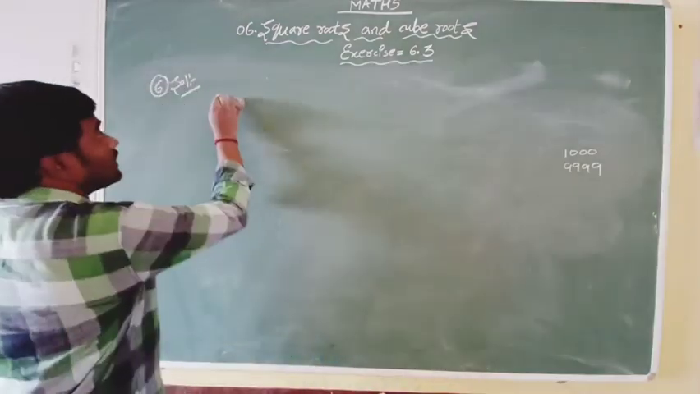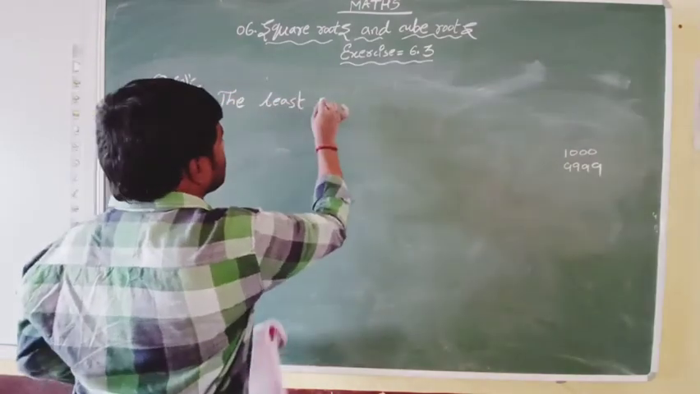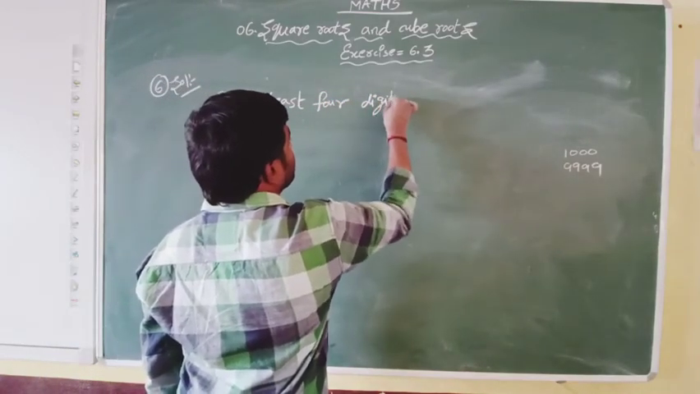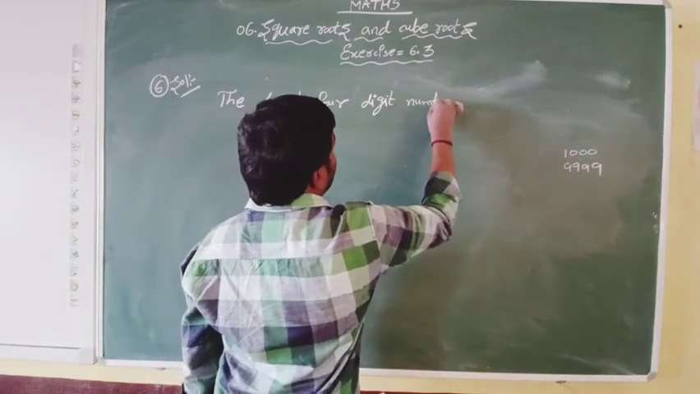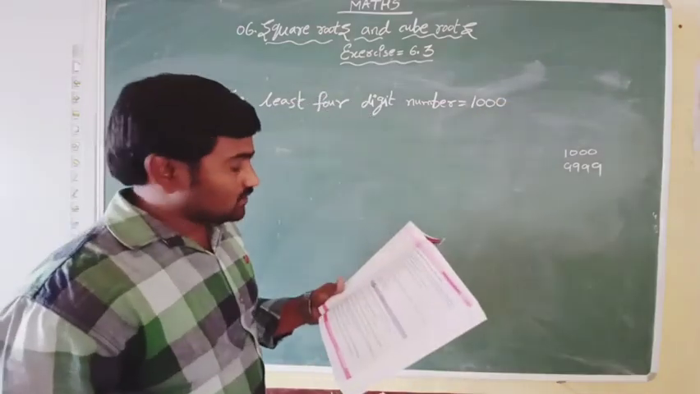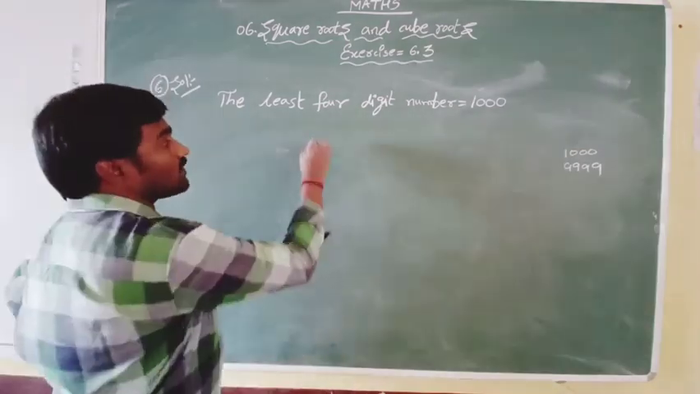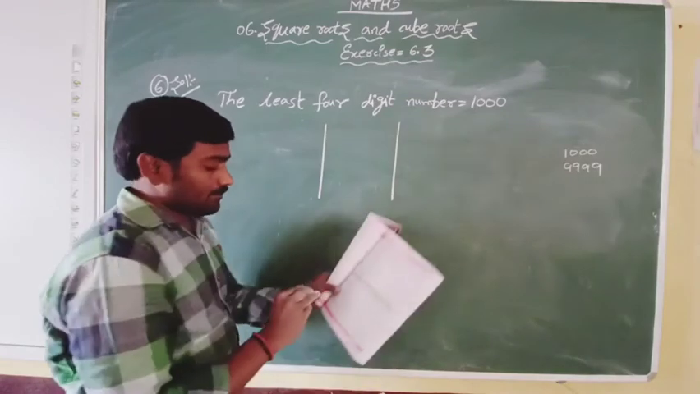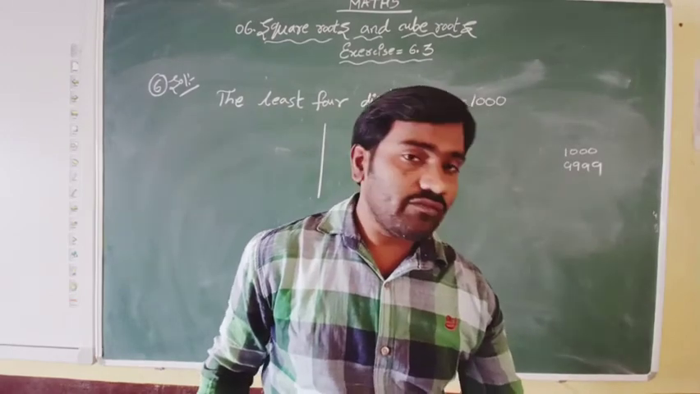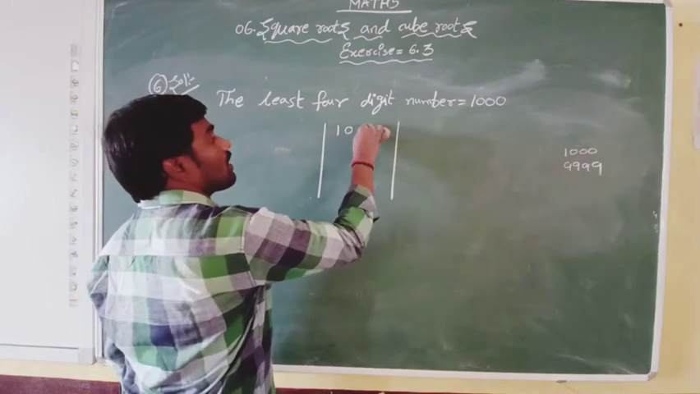So we take the least 4 digit number, equal to 1000. The least 4 digit number is 1000. So we have to find the square root, because he asked to find the least perfect square of the 4 digit number.